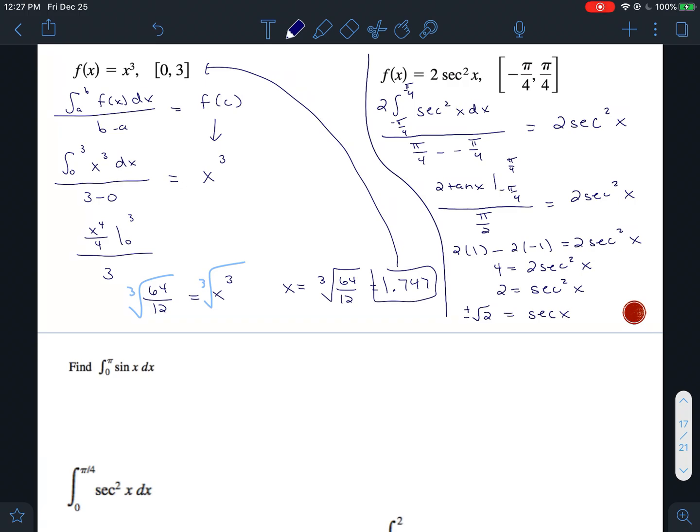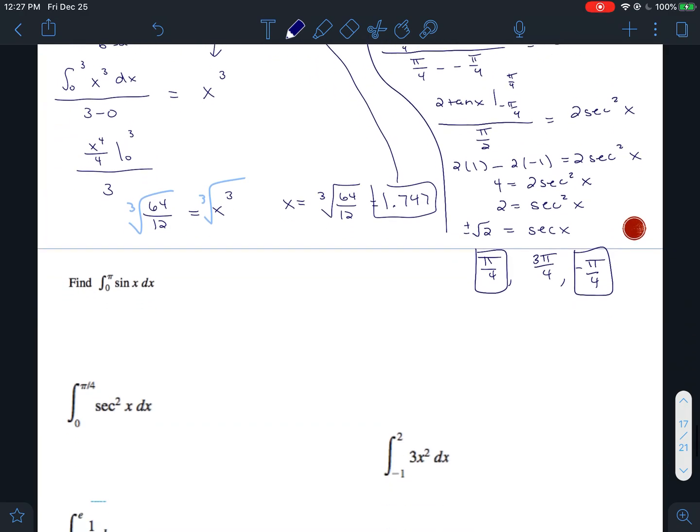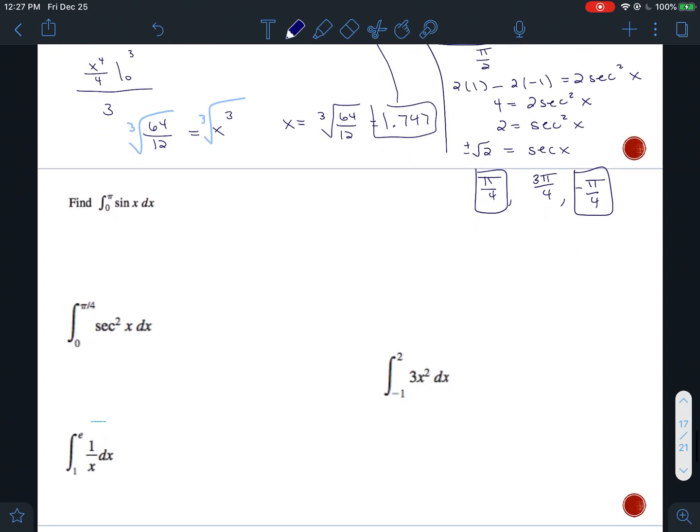And where does secant equal the square root of 2? Well, secant equals the square root of 2 at pi over 4, and it equals negative square root of 2 at 3 pi over 4. So pi over 4 works, but we want between negative pi over 4 and positive pi over 4, so it's going to be at pi over 4 and negative pi over 4 where the average value would equal the instantaneous value of that function. All right.